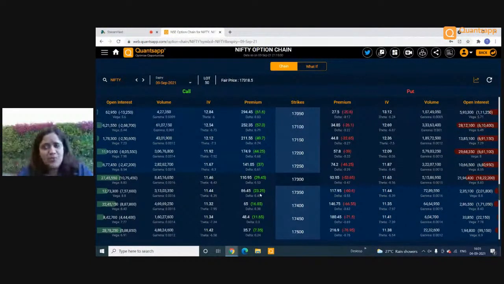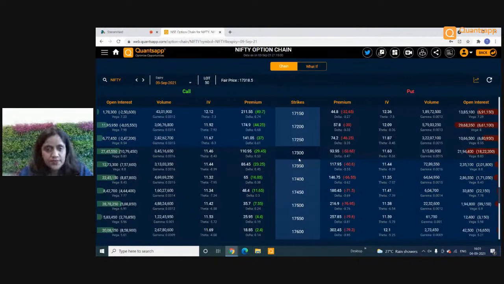Now, the most important concepts in options are whether the option is at the money, in the money, out of the money, and so on. So knowing the moneyness is really very important. You need to know which option is at the money, which is in the money, and which is out of the money. If you look here, Nifty is trading nearly 17,318. That's the fair price of Nifty for 9 September expiry. So the at the money comes at 17,300.